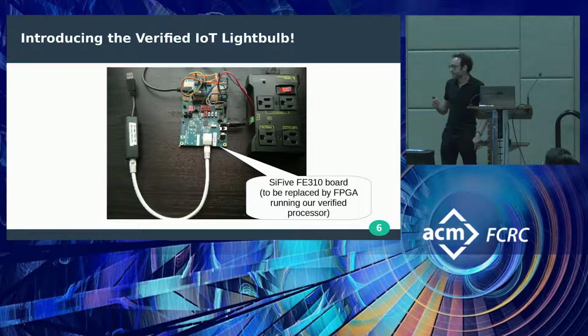So we have our own alternative processor that's been defined in an HDL that I'll get to, that has a formal mathematical proof of correctness, and we're planning to swap out that middle board for an FPGA running that hardware design.